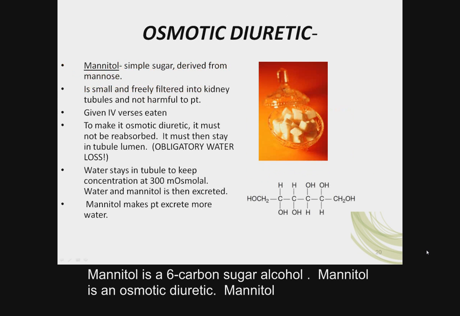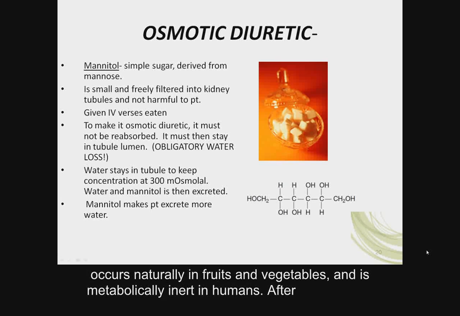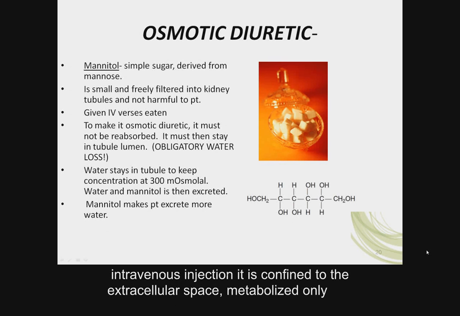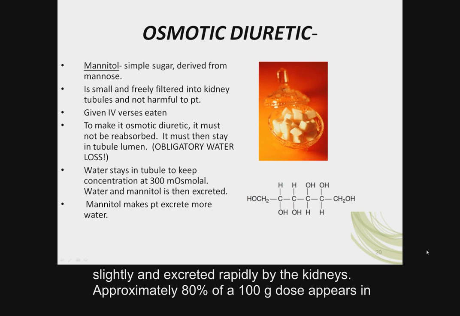Mannitol is a 6-carbon sugar alcohol. Mannitol is an osmotic diuretic. Mannitol occurs naturally in fruits and vegetables and is metabolically inert in humans. After intravenous injection, it is confined to the extracellular space, metabolized only slightly, and excreted rapidly by the kidneys. Approximately 80% of a 100-gram dose appears in the urine in 3 hours.